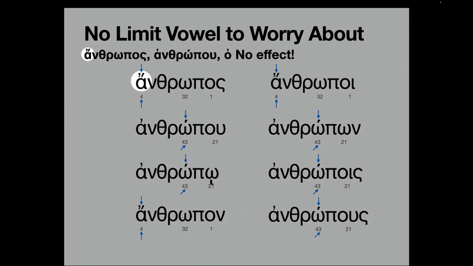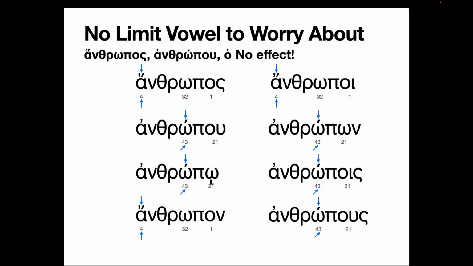The third syllable from the end, anthropos, has the accent, which shows you that there's no effect of a limit vowel in any of the forms of these words. So that's pretty straightforward. And if you need to pause the video to look at this, you're familiar with this word and its sort of accentual pattern. But the presence of the accent on the third vowel from the end is what tells you there's no limit vowel having an effect in this word.